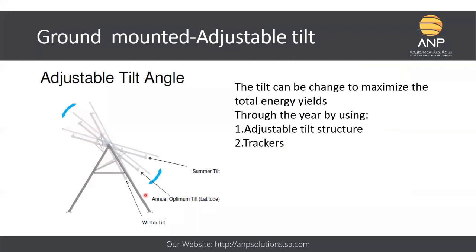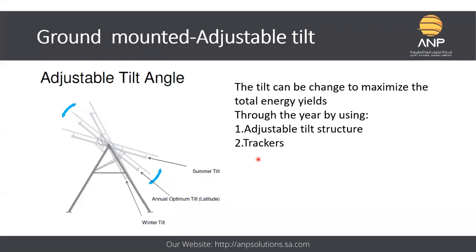So this type of structure is also available, but you have to increase or decrease the tilt manually. There is an option available on the structure where you can manually adjust the tilt. This is a manual type of adjustable tilt structure. But if your site is very far in a remote location, it's not possible for you to adjust the tilt. Also, adjusting the tilt requires huge manpower, and the cost of operation and maintenance will be more. So you can go with the tracker type of installation.